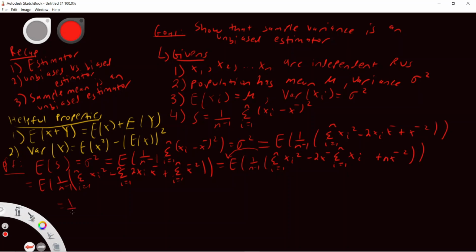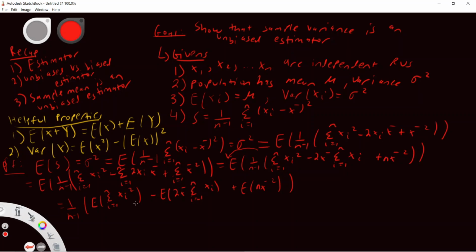So we can make our lives easier by invoking the constant multiplier property of expectation and property 1. So we'll have 1 over n minus 1 times the expectation of the summation i equals 1 to n of x sub i squared, minus the expectation of 2 x bar summation i equals 1 to n of x sub i, plus the expectation of n x bar squared. Okay, cool.